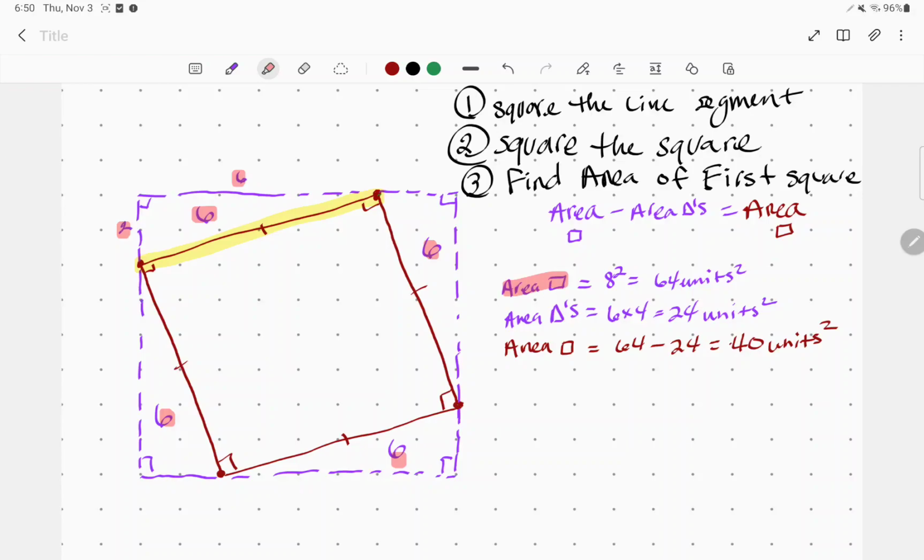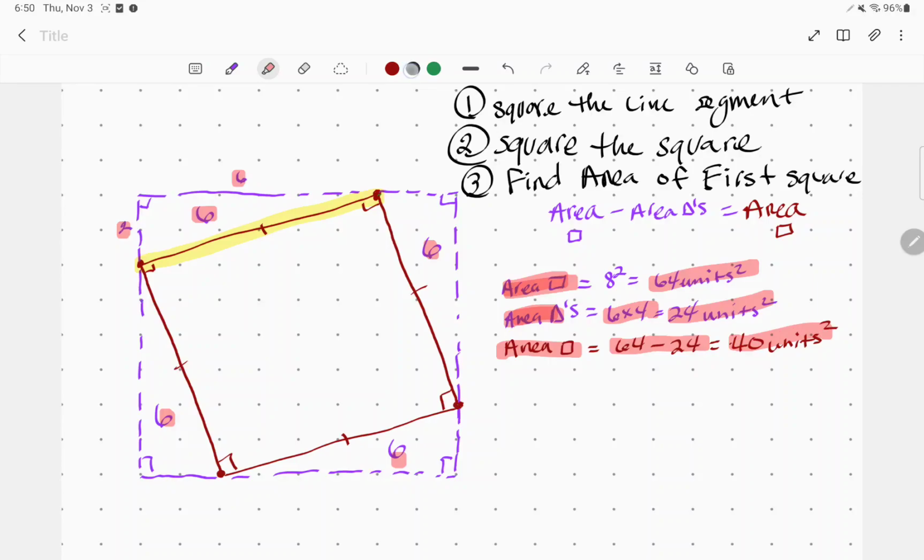So the area of our big square, since it's 8 by 8, is 64. The area of the big square is 64. The area of those triangles is each 6. So there's 4 of them, so that's 24 total. And then the area of our red square there, that's our goal, is 64 minus 24, and that's 40 square units.